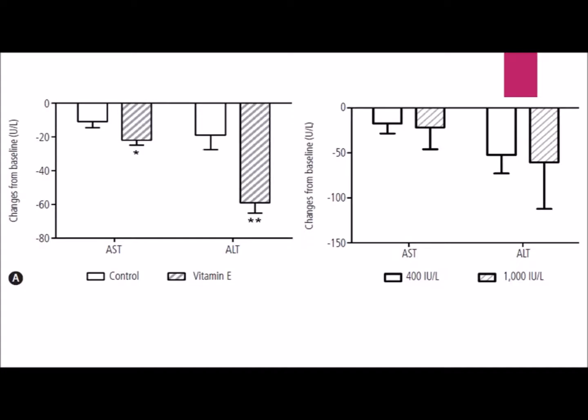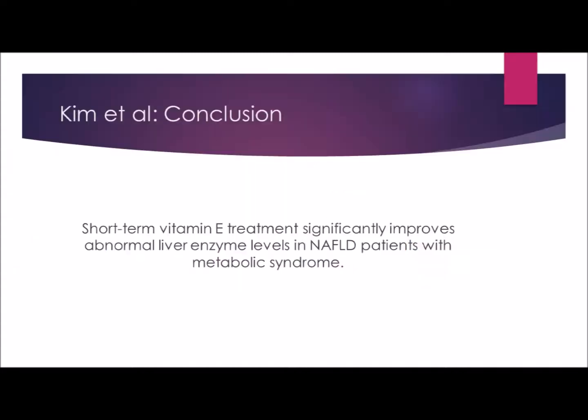The chart on the left illustrates the change in AST and ALT from baseline over 6 months. There was a significant change in both ALT and AST. The chart to the right details a change in AST and ALT with differing vitamin E dosages. Based on this information, researchers concluded that short-term vitamin E treatment improves abnormal liver enzymes in adult NAFLD patients with metabolic syndrome.